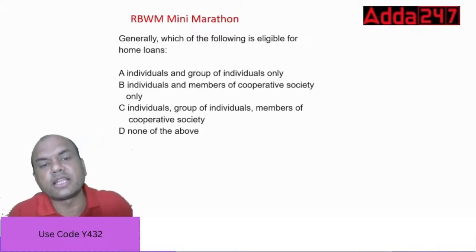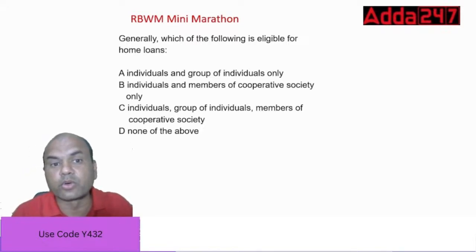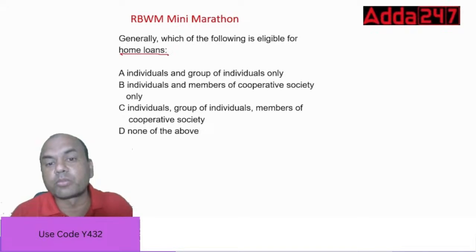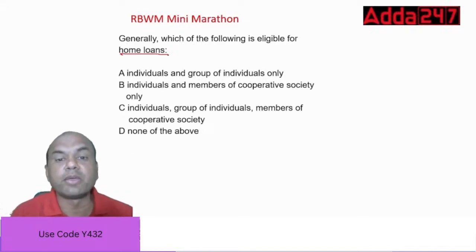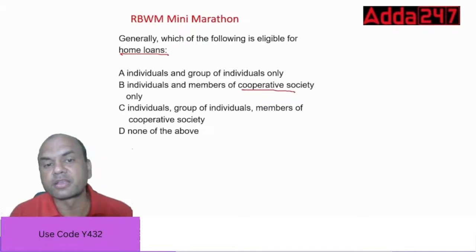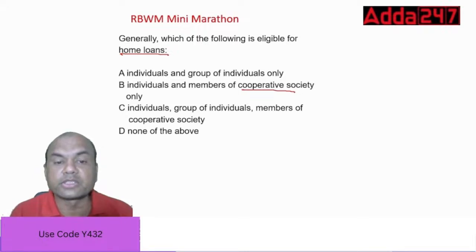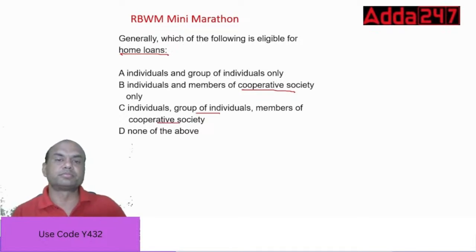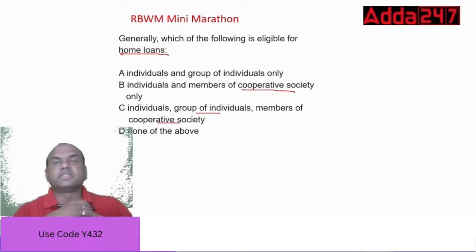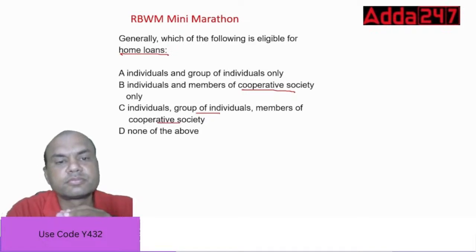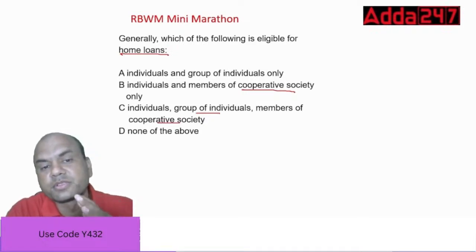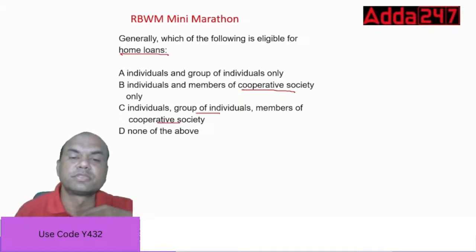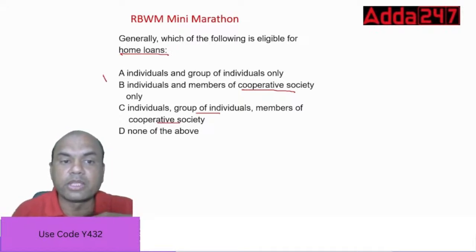Generally, which of the following is eligible for home loans? Who is eligible for home loans? Individual and group of individuals. Individuals and member of cooperative society. Individuals, group of individuals and members of cooperative society. And none of the above. Who is eligible for home loans? It is only A. Remember, only A.